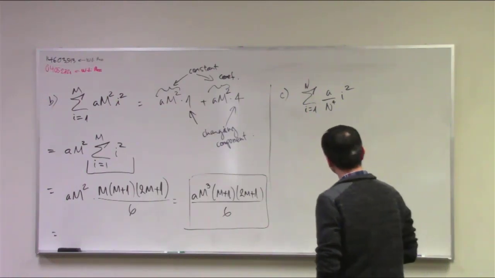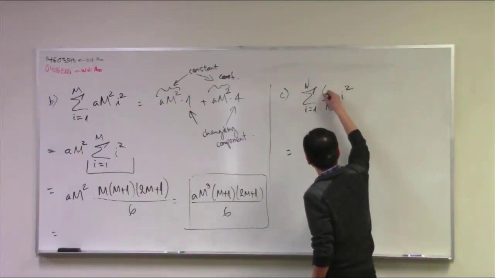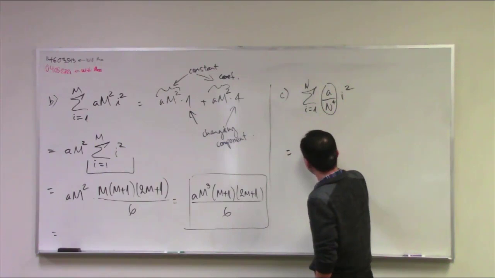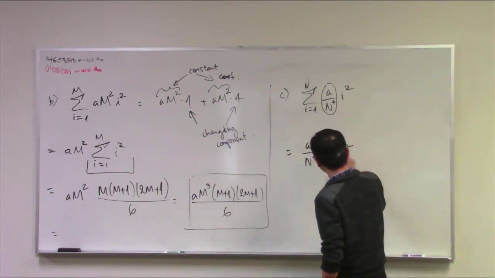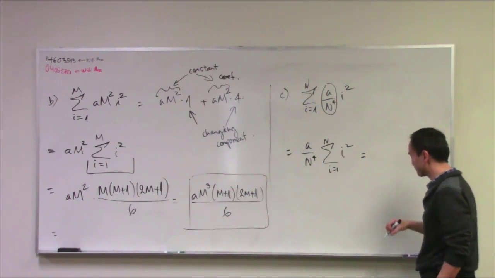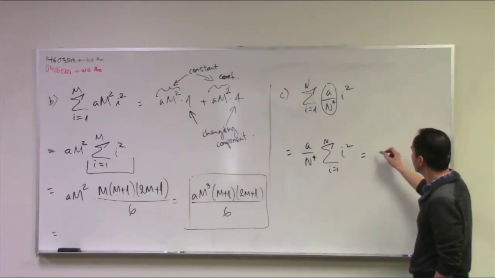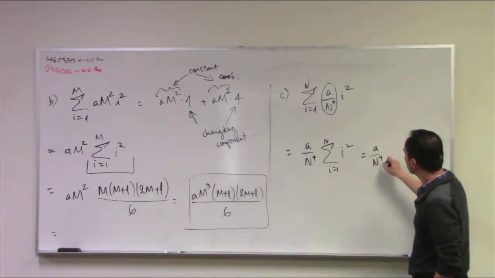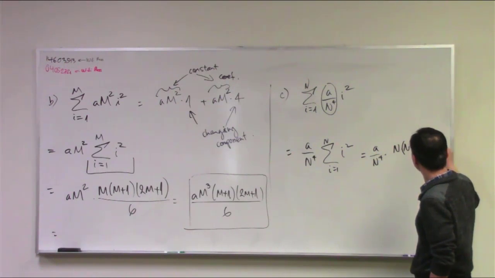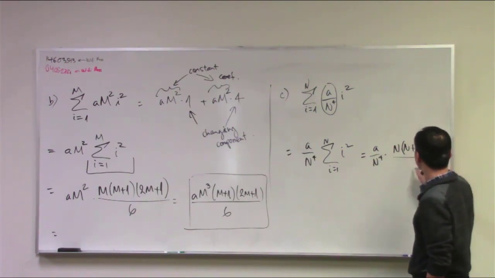So now I can see this is the non-changing component, the constant coefficient. Keep it out, a over n to the 4th, being multiplied with the whole summation of i squared, i from 1 to n. That's good? Okay. So in that way, now I'm looking at a over n to the 4th, times n times n plus 1, times 2n plus 1, all over 6, right?